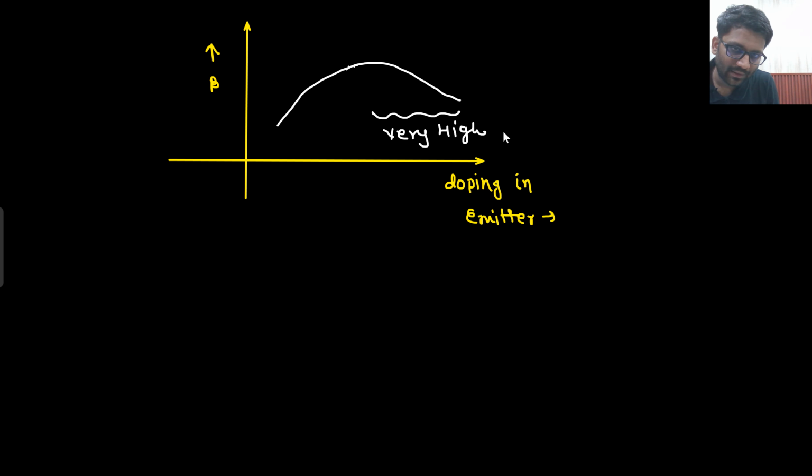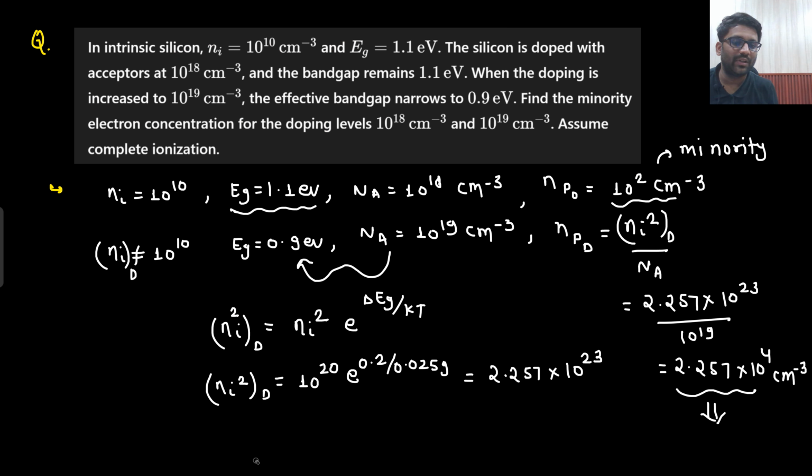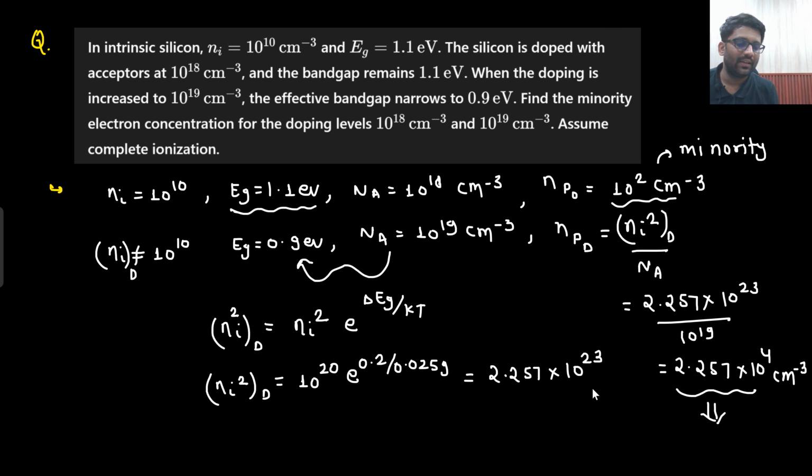Very high doping. Actually, beta will drop down drastically. The usual value of beta is 100, but at very high doping, what will happen? Beta will become something like 0.01. This much it will go down. Why is that so? Because everything is happening exponentially, no? You can see carrier concentration is changing exponentially, e to the power something.